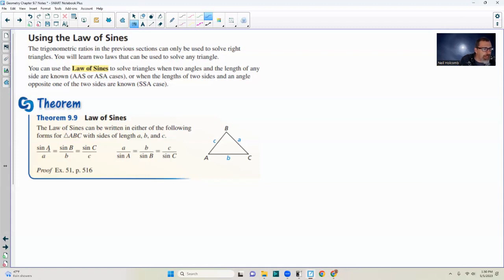You can either put the sine in the numerator and the side in the denominator, or you could put the side in the numerator and the angle in the denominator. But you can't switch them. You can't say a over sine A equals sine B over b. You cannot flip-flop any. If you're going to put the sides on the top, put the angles on the bottom for all of them, or vice versa. So let's take a look at that in an example.